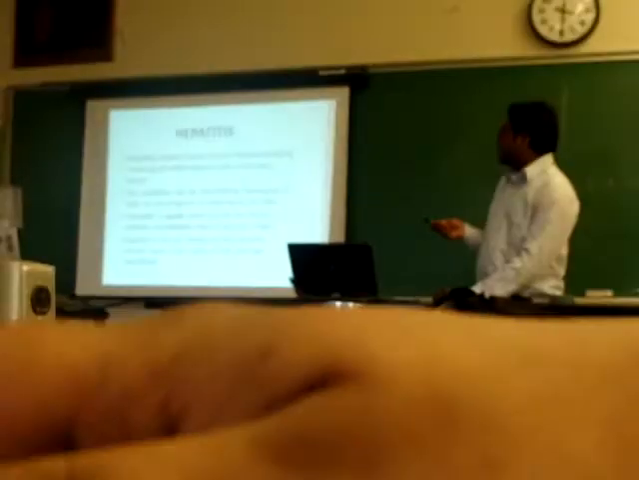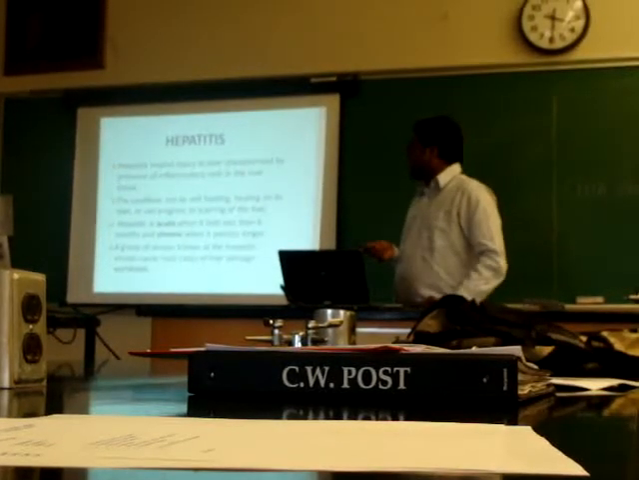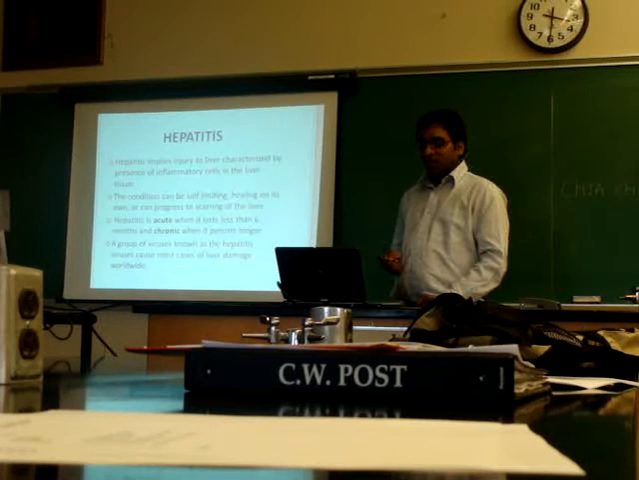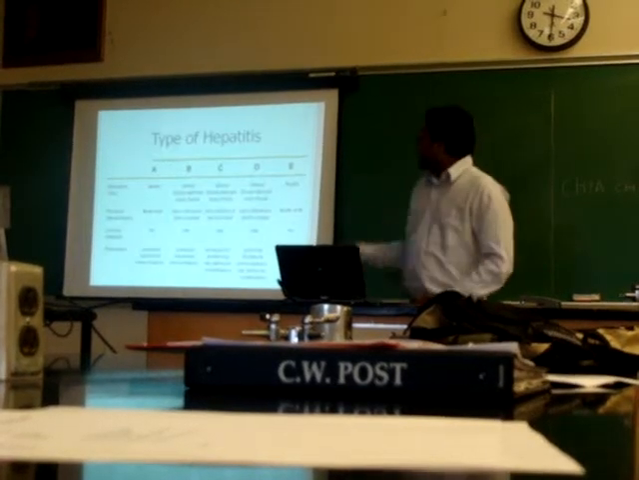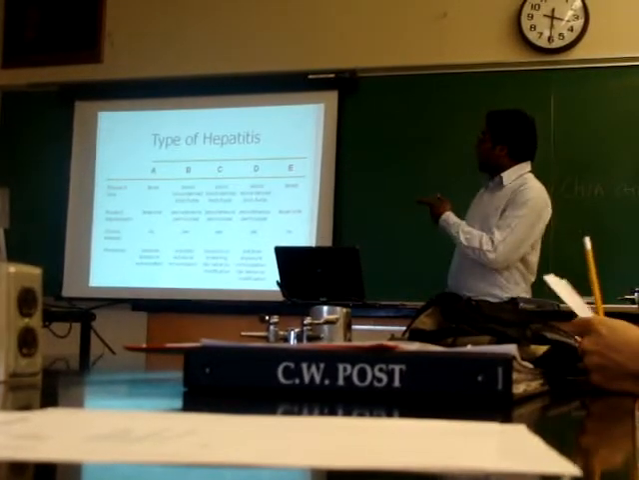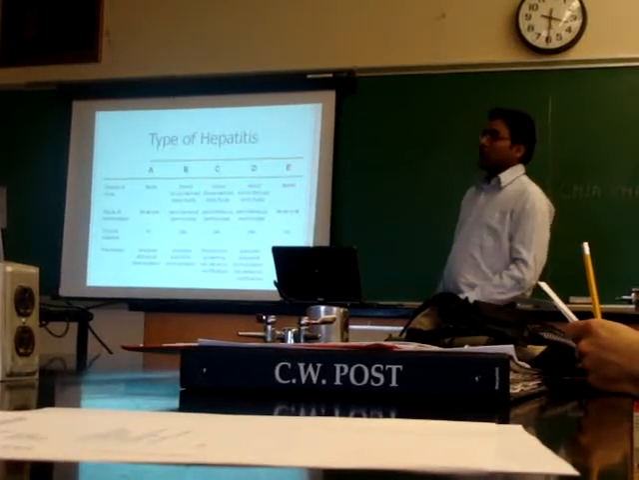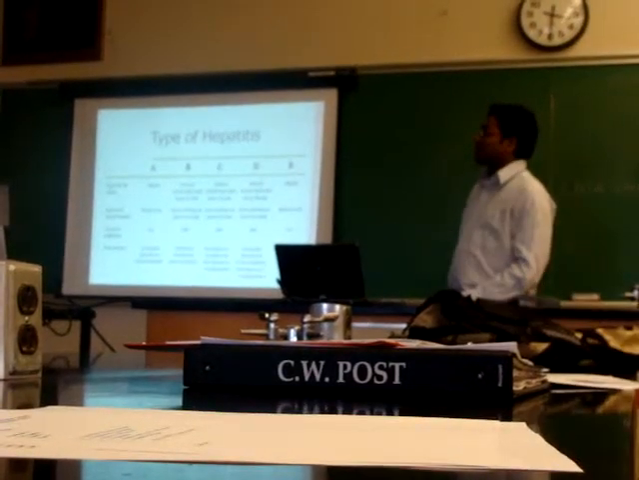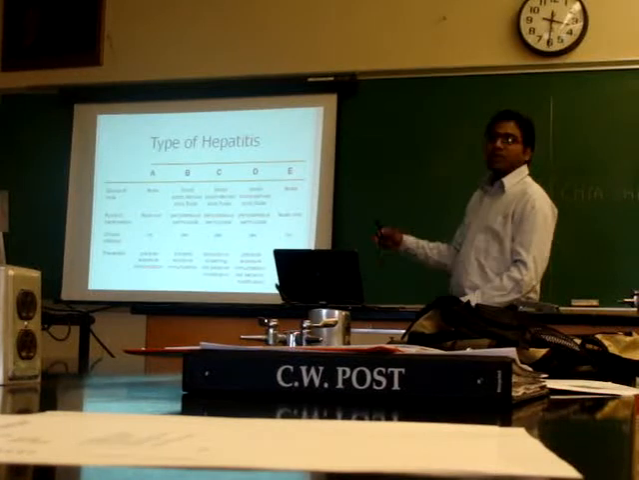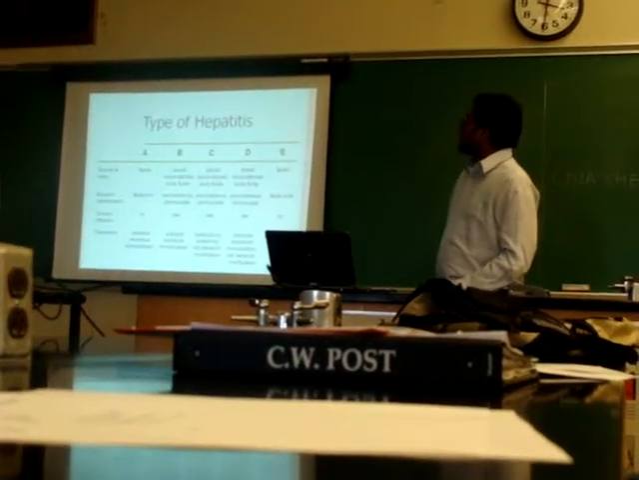A group of viruses known as hepatitis viruses cause most of the liver damage worldwide. These are the types of hepatitis: A, B, C, D, and E. What are the source of viruses, route of transmission, chronic infection, and prevention? We'll see some of the details.